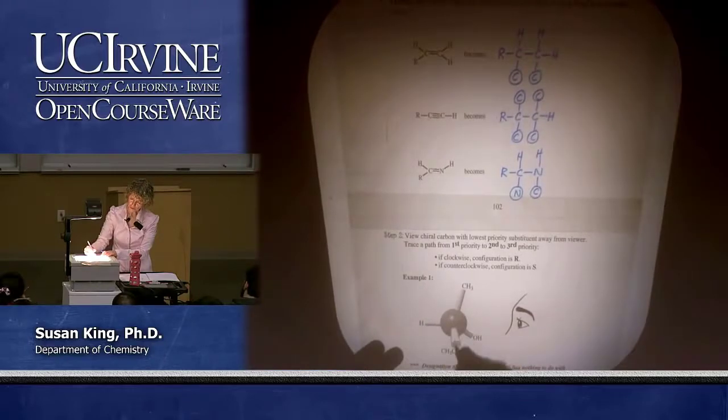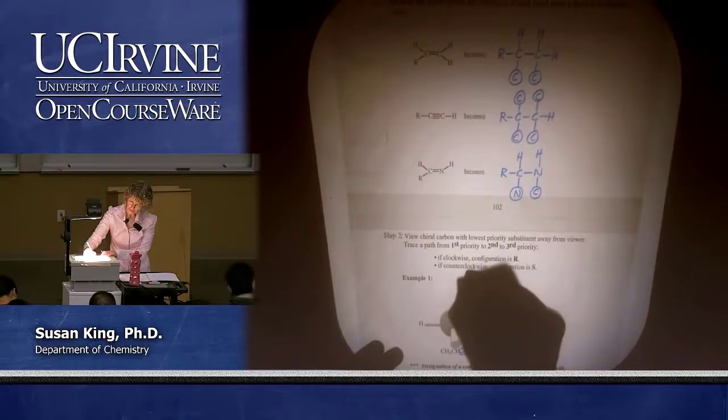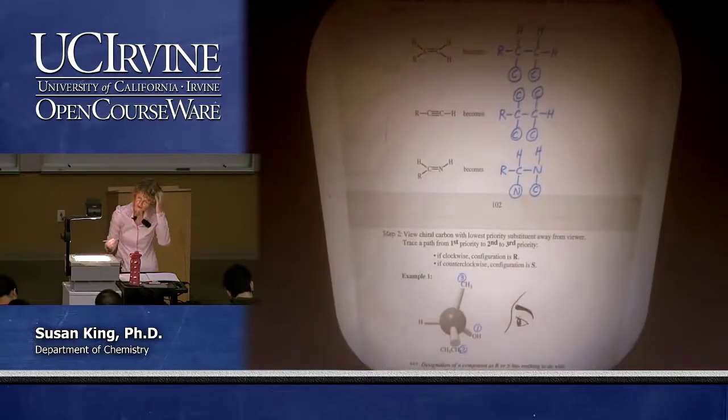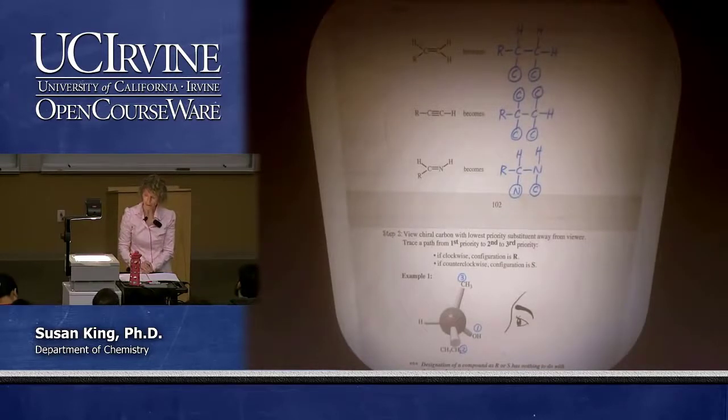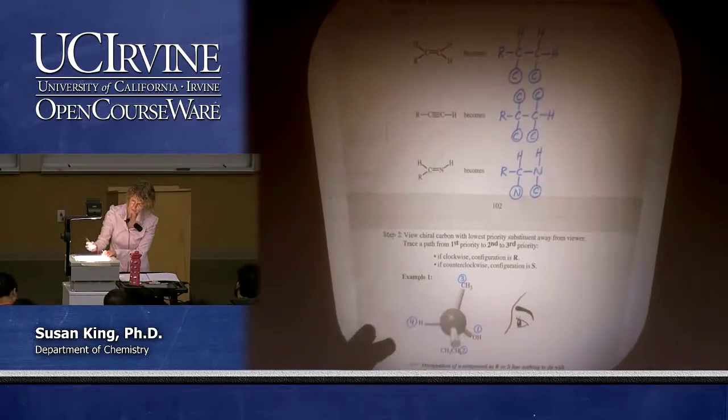First atom: carbon, hydrogen, oxygen takes priority. It's a higher atomic number, so this will be number 1. And ethyl is going to take priority over methyl, so this is number 2. And methyl here is going to be number 3. Hydrogen is number 4. I usually don't write a number for the lowest priority, I just direct it away. But you can. The number 4 is going to be away from the viewer.